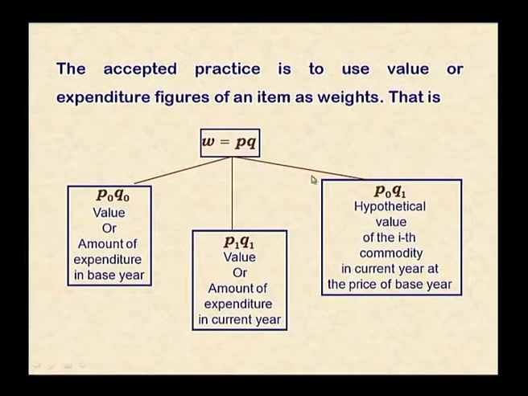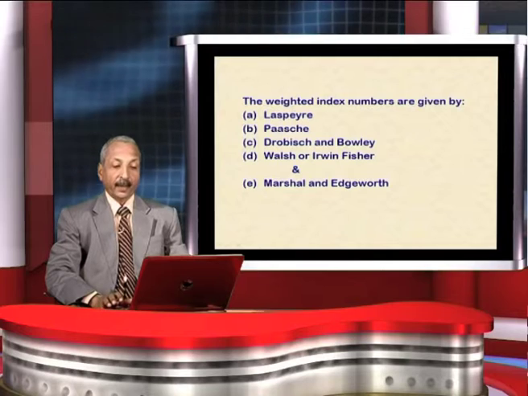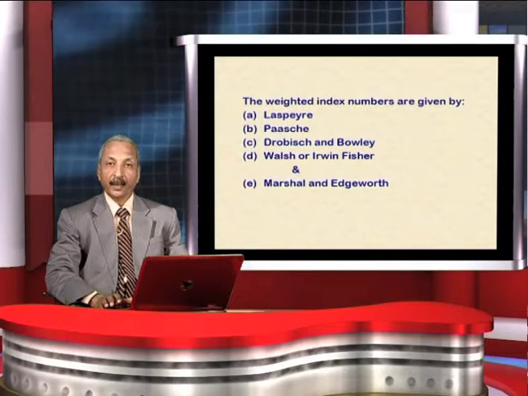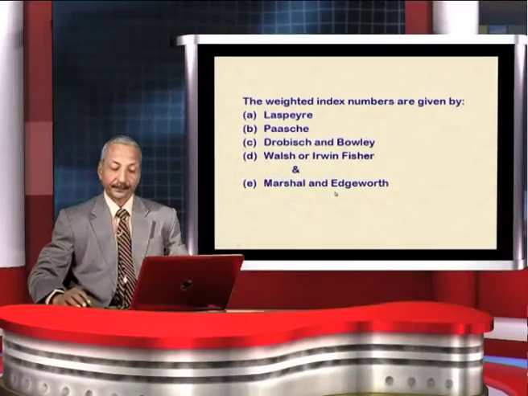Also, the value of W can be taken as P naught times Q1, or in particular for the ith item it will be P naught i times Q1 i. It is the hypothetical value of the ith commodity in the current year at the price of the base year. The weighted index numbers are given by various authors. They are Laspeyres, Paasche, Dorbish and Bowley, Walsh or Irving Fisher, and Marshall and Edgeworth.